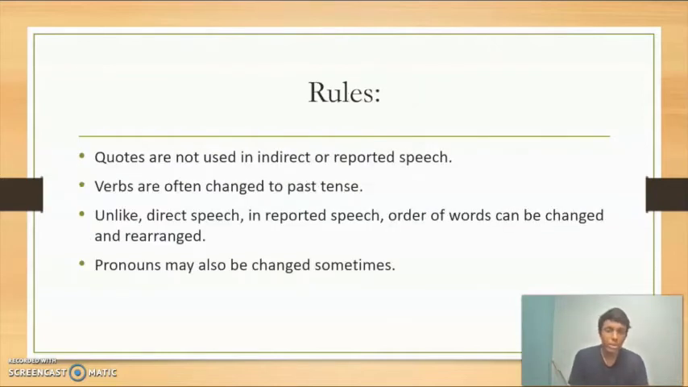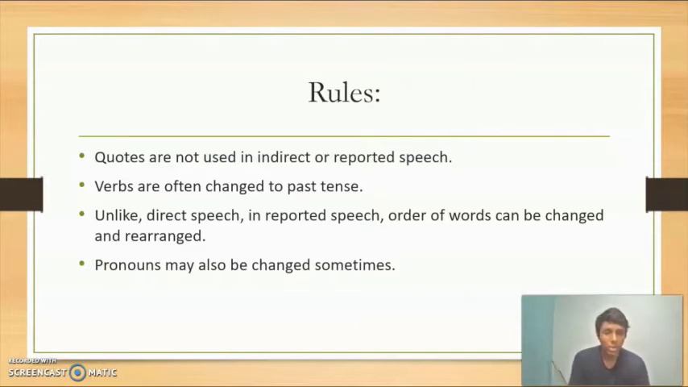Alright, so the first rule, as I talked about previously, is that the quotes are not used in indirect or reported speech. Right? So I hope you remember what quotes are, and they are not used in indirect speech. The next one is that the verbs are often changed to past tense. Okay. The next rule is that unlike direct speech, in reported speech, the order of words can be changed and rearranged.